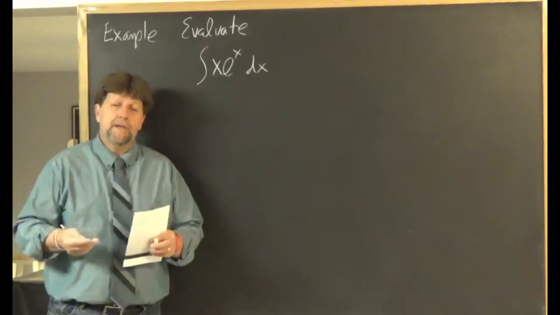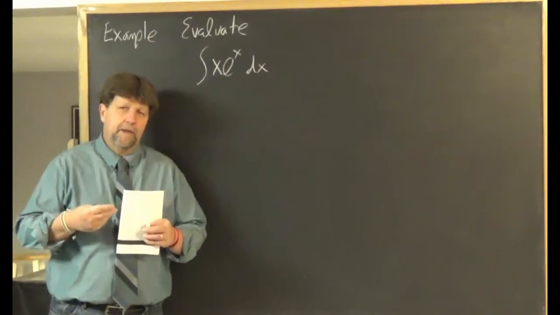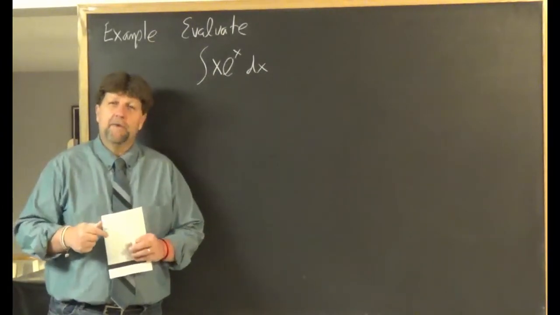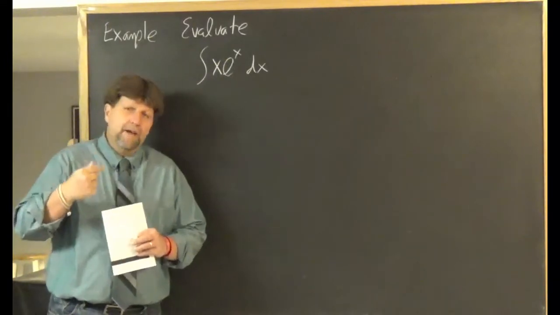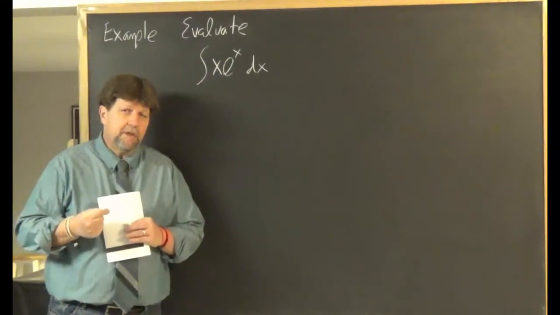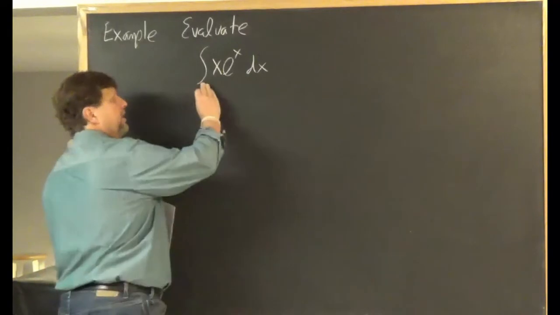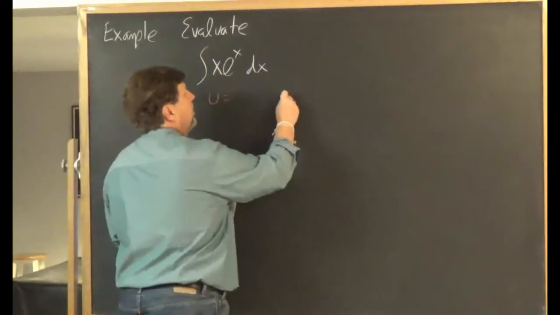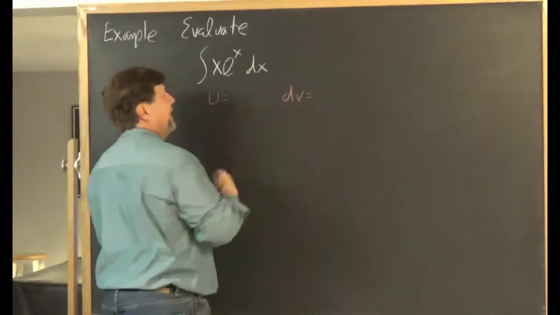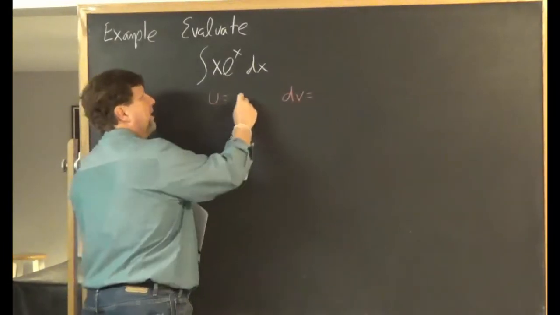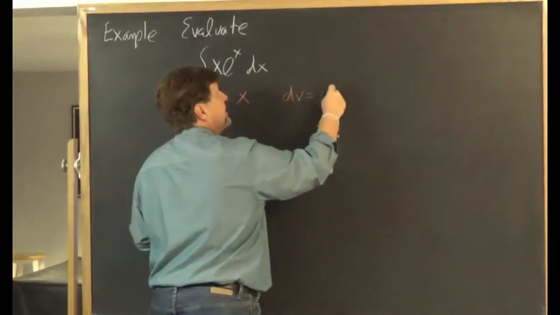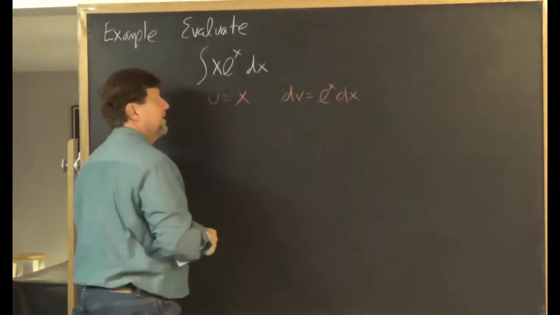So I'm going to run through the example and then I'm sure we'll come back and do more examples. But here's how this one goes. Integration by parts is kind of like a double substitution. You have to figure out, when you look at the original problem, what you're going to let u equal and what you're going to let dv equal. Well, here, I'd let u equal x, then dv is e to the x dx.